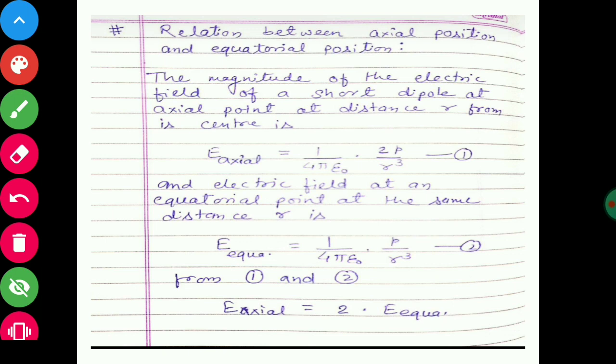We have already derived the formula of electric field intensity at axial position and equatorial position. So we discussed their magnitude only. The magnitude of the electric field of a short dipole at axial position at a distance r from the center.